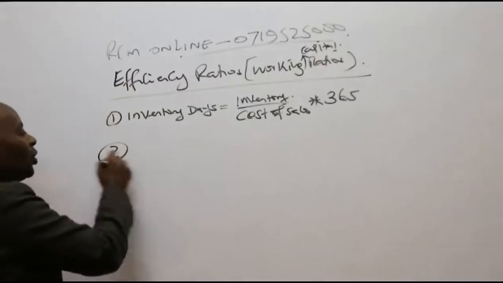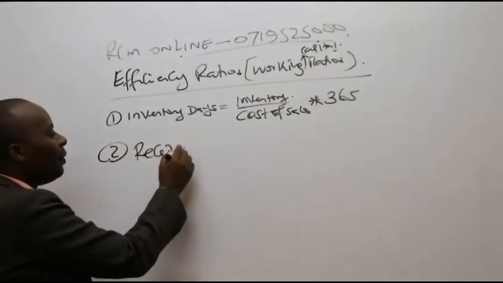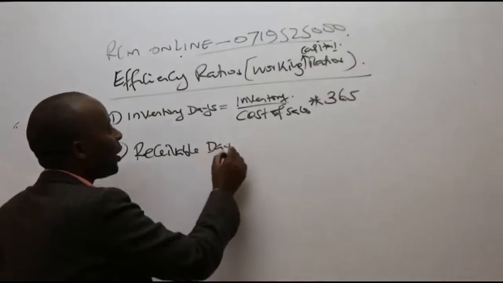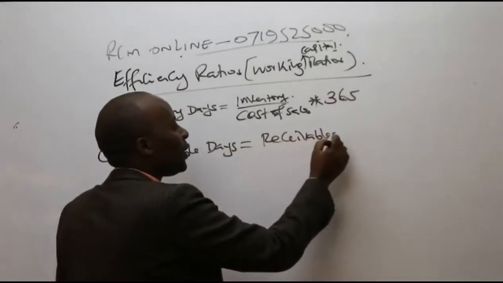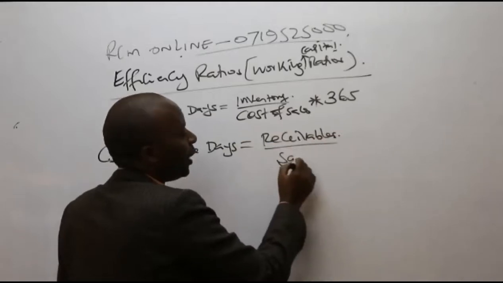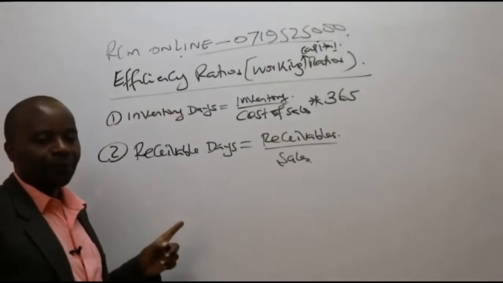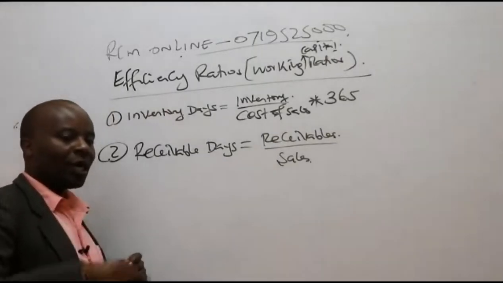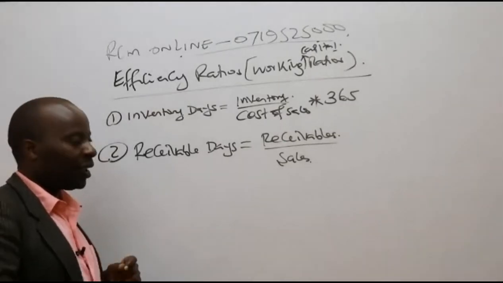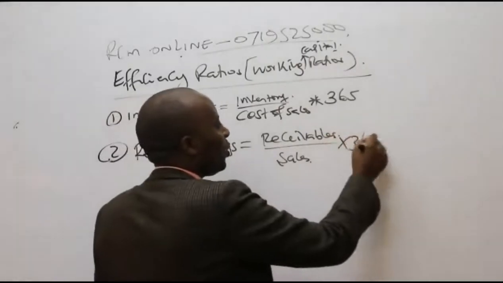And then number two, ladies and gentlemen, we have receivable days. Receivable days, we normally take the receivable. Of course, receivable normally comes from sales. Please don't use cost of sales here. We sell goods on credit, and then we start receiving this money. We create a receivable asset, times 365.